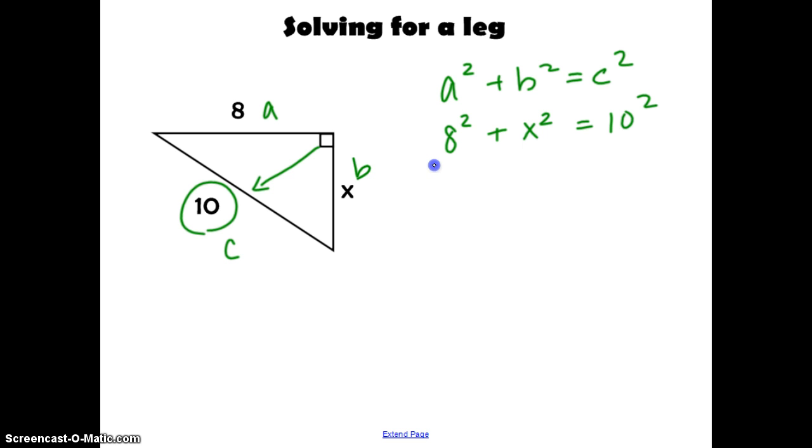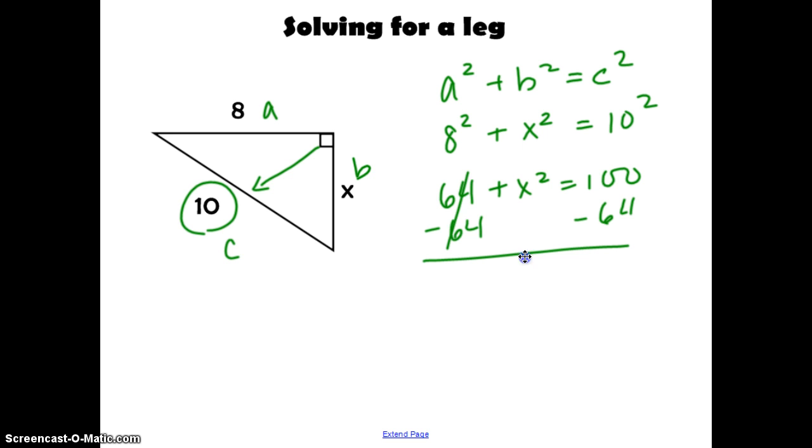But we're just going to solve this equation like we know how to do. 8 squared is 64, plus x squared equals 100. Then subtract 64 from both sides, and we're left with x squared is equal to 36. Now, take the square root of both sides to isolate. That cancels out and we're left with x. The square root of 36 is 6.